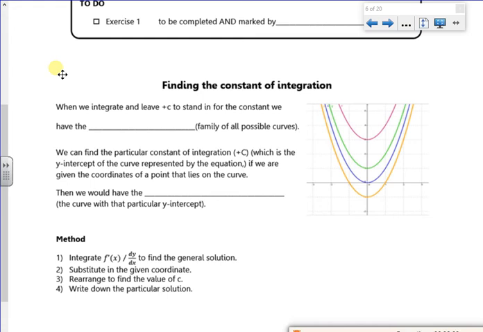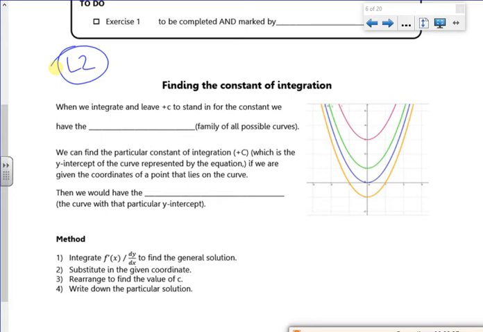Right then, so this is lesson two. So we've said this idea that if I differentiate it, we'll lose that constant. So when we integrate it back, we just have a plus c. And it gives us almost like a Pringles tube full of curves all crossing through the y-axis, all stacked on top of each other.